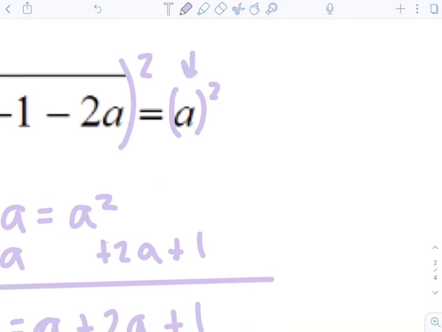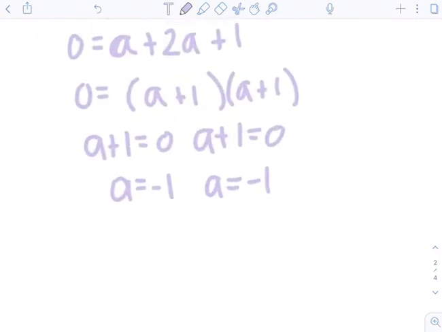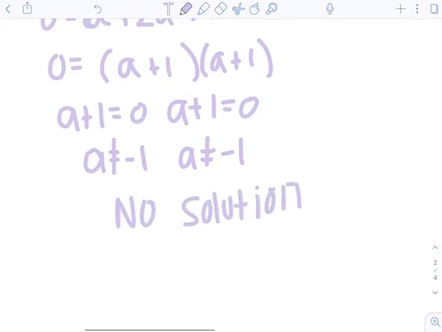Well, if I plug in for a right here, I don't even have to calculate this out. a equals -1. Whoop. That's making my radical equal to a negative number. Not okay. And since both of them are equal to -1, I don't have a solution. So I'm just going to say no solution. Both of those don't work.